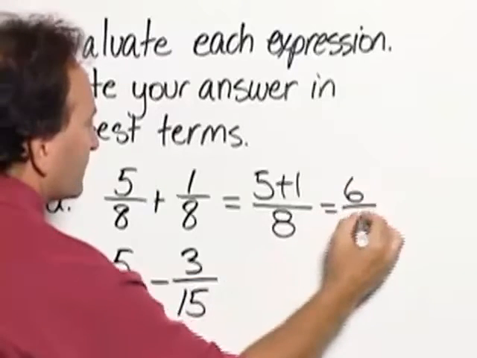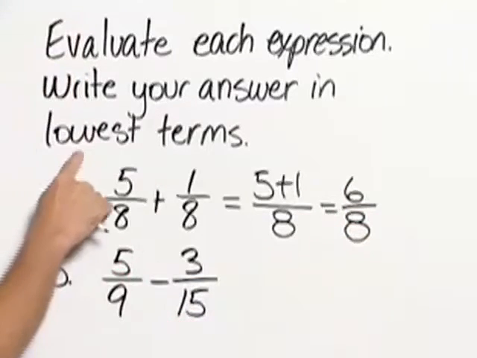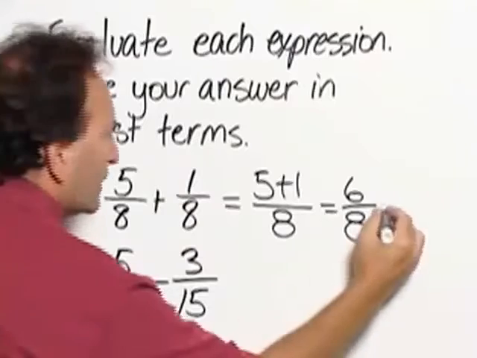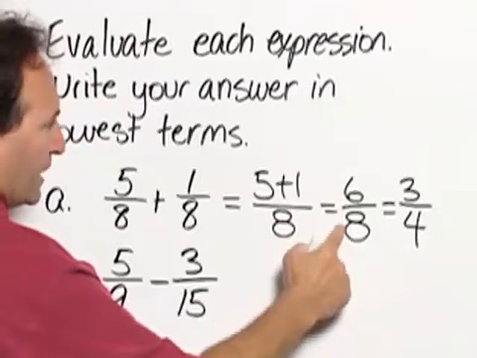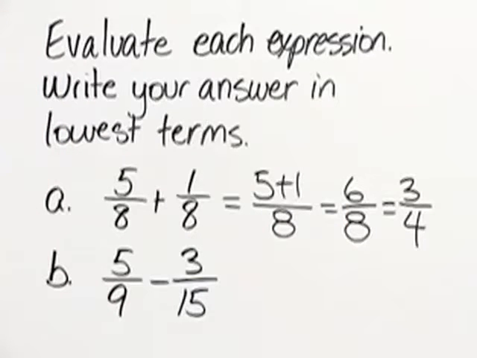That's equal to 6 over 8, but remember, we must write our answer in lowest terms, so that's equal to 3/4, because we can reduce each of these by a factor of 2.